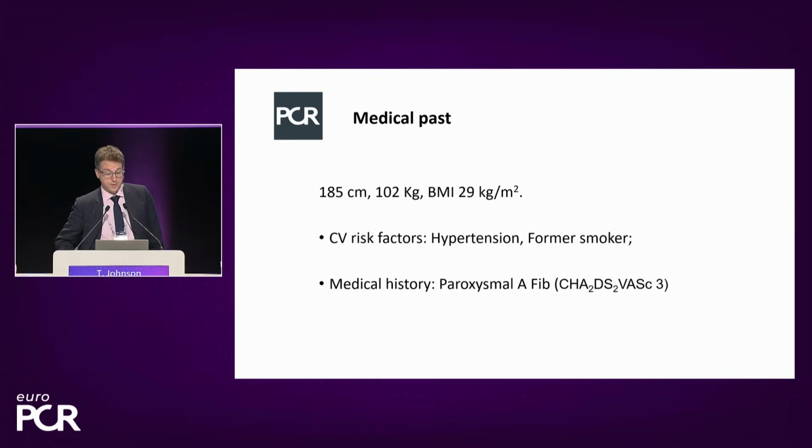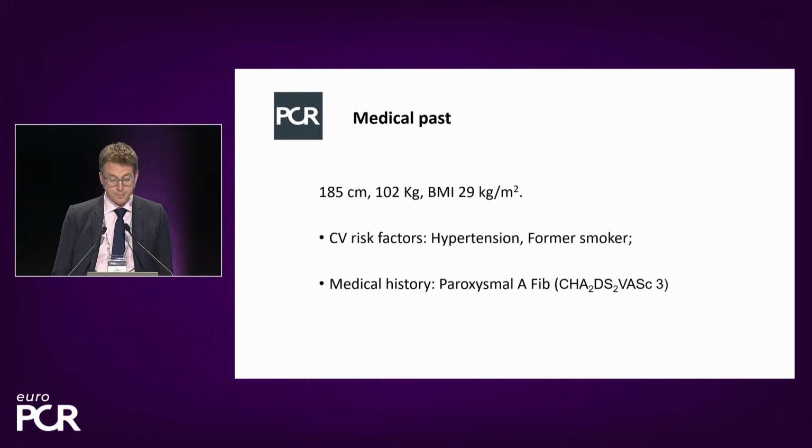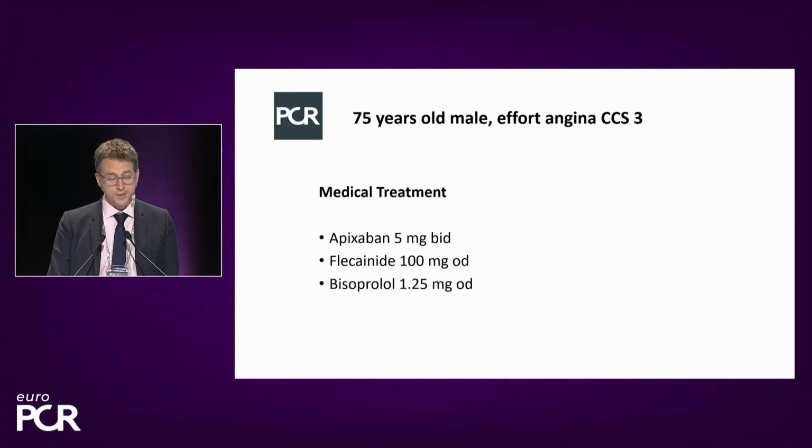He's 185 centimeters, 102 kilos. He has cardiovascular risk of hypertension and former smoking, and paroxysmal atrial fibrillation requiring anticoagulation with a CHA2DS2-VASc score of 3. He's on, as I say, apixaban, flecainide, and bisoprolol.